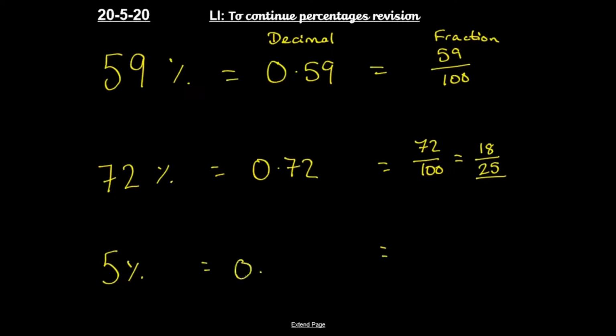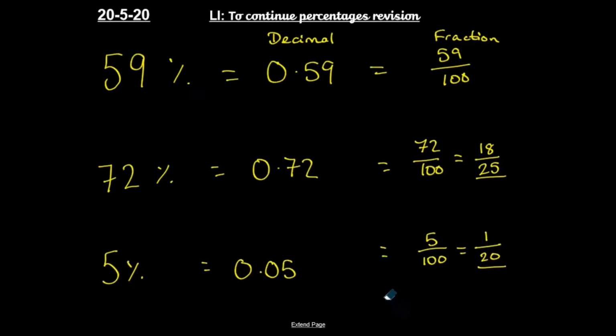5% is 0.05 as a decimal number, and as a fraction is 5 over 100. Again, this is a 5 and this ends in a 0. That means they're both divisible by 5. So 5 divided by 5 is 1, and 100 divided by 5 is 20 as a simplified version. And these are all the equivalent fractions for these two here. So I've got my decimals and I've got my fractions for each one of these percentages.